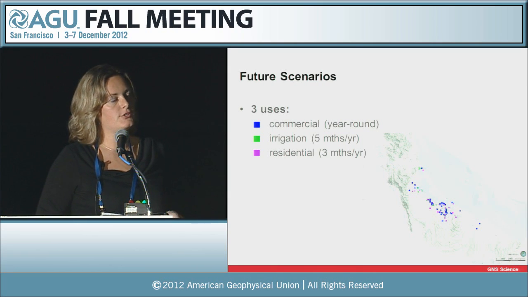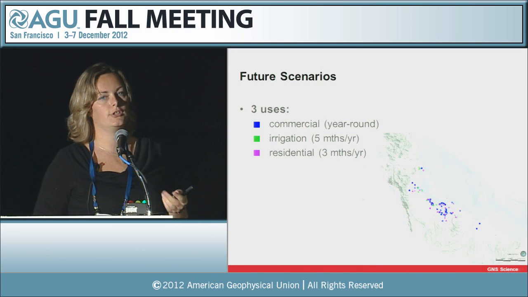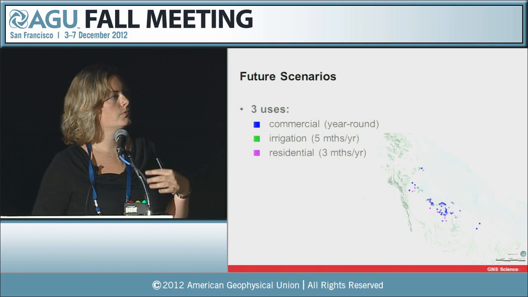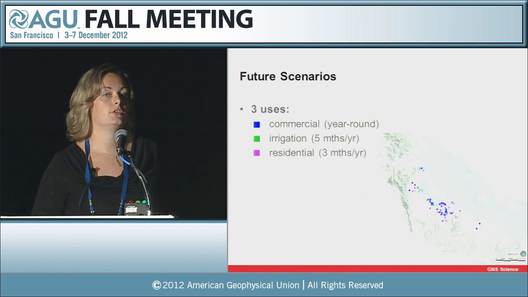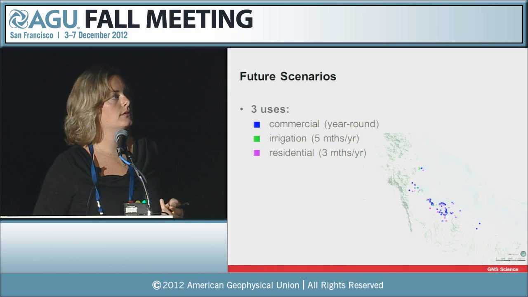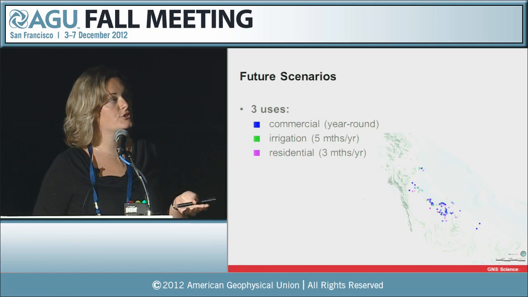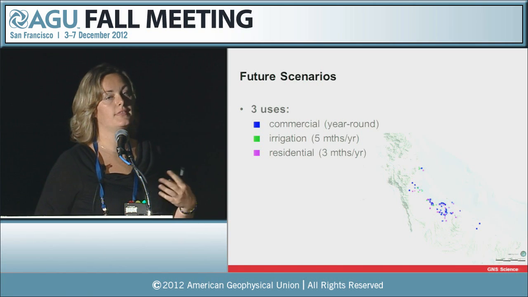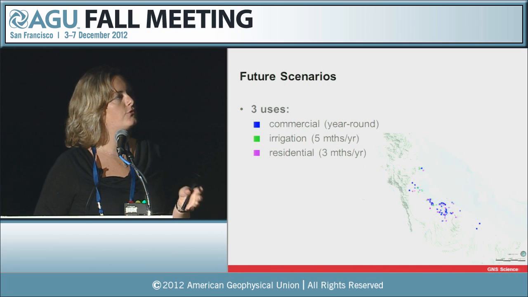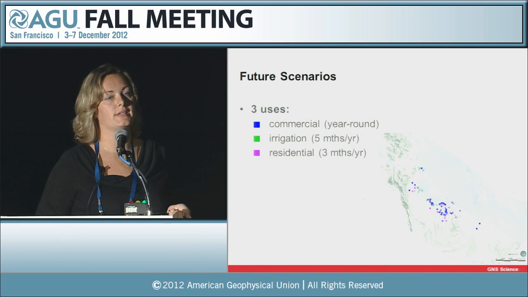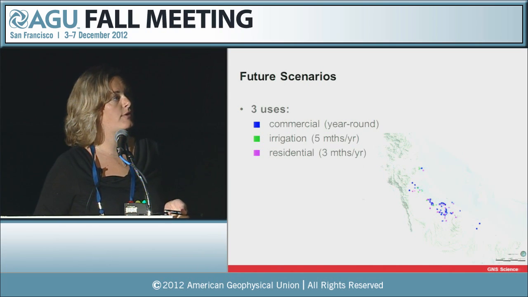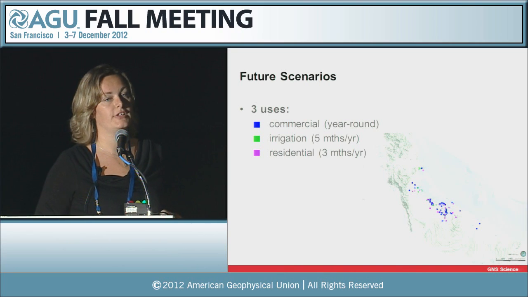So what I wanted to do is to use this model to look at the future scenarios based on current usage of the system. And currently there's 3 different main uses, which is commercial for swimming pools and fisheries, which is all year. Then there's irrigation for farms, both to provide water and to prevent frosts. So that's about 5 months a year. And then residential for heating houses.